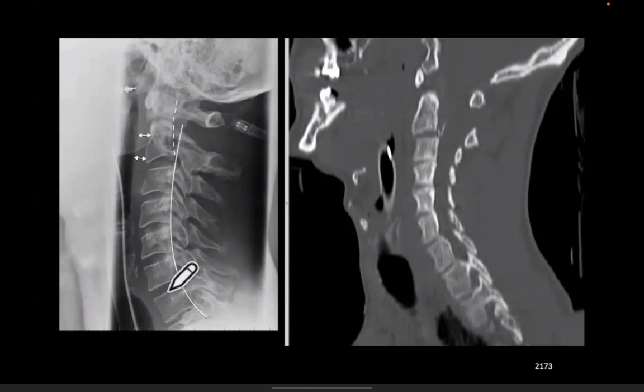Somebody said, what about C7? Well, I think there's an old injury of C6 and C7, but they look old. Clay-Shoveler's fractures, well spotted.